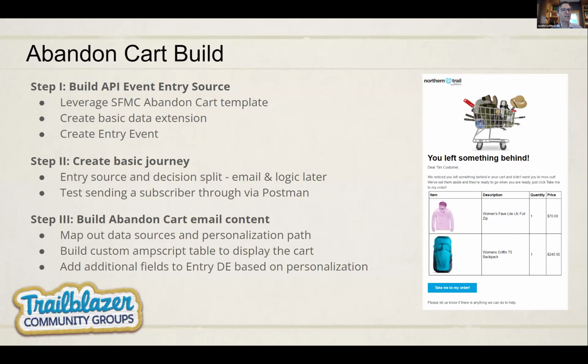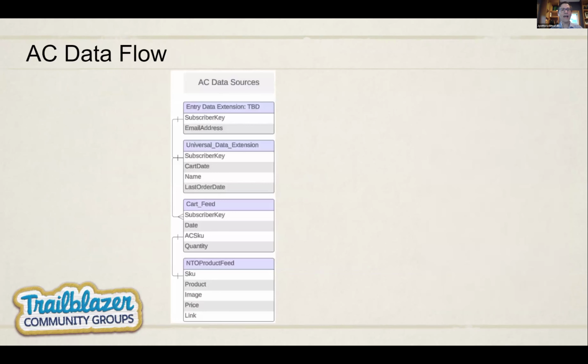Once we've got our data, knowing how we're going to start that email personalization, we're going to map out our data sources and our personalization path to not only send the email, not only personalize it, but to display that custom cart, and then add any additional fields to the entry data extension based on the personalization. So taking a quick look at the data sources once we get to that point.